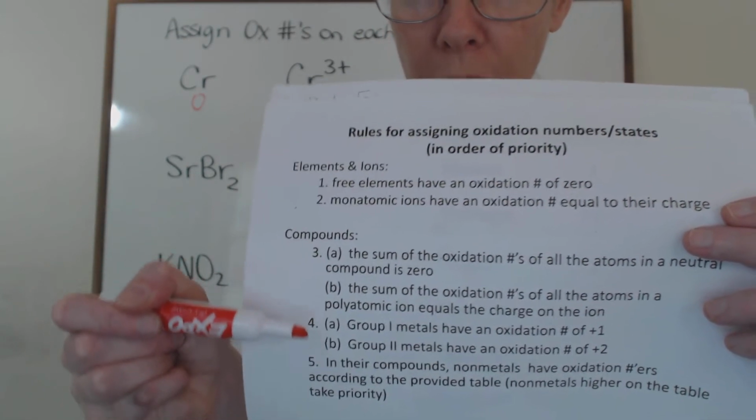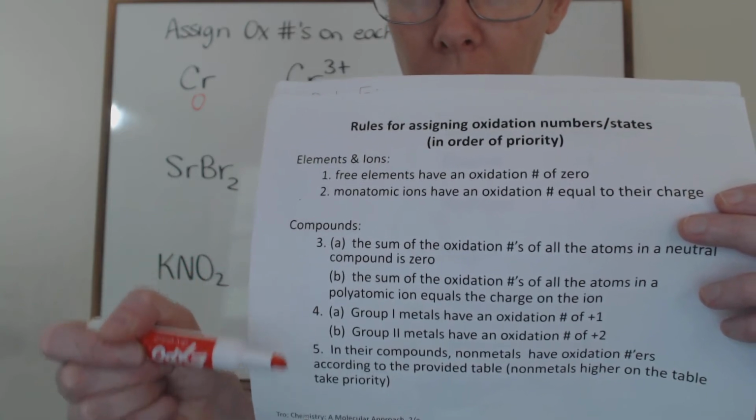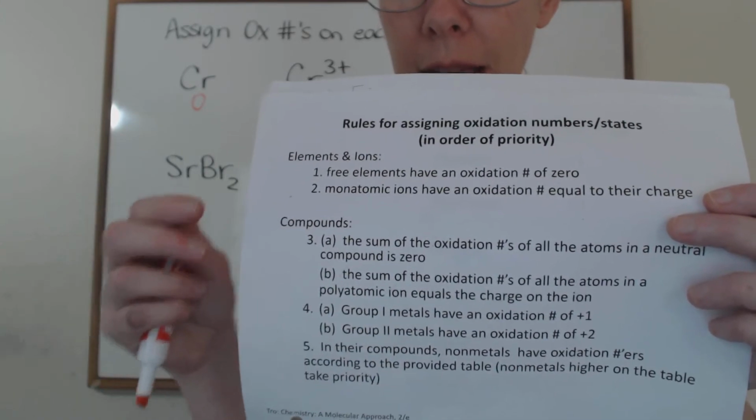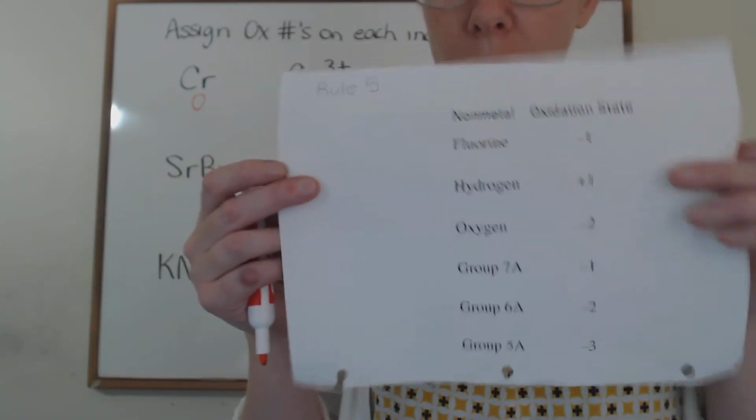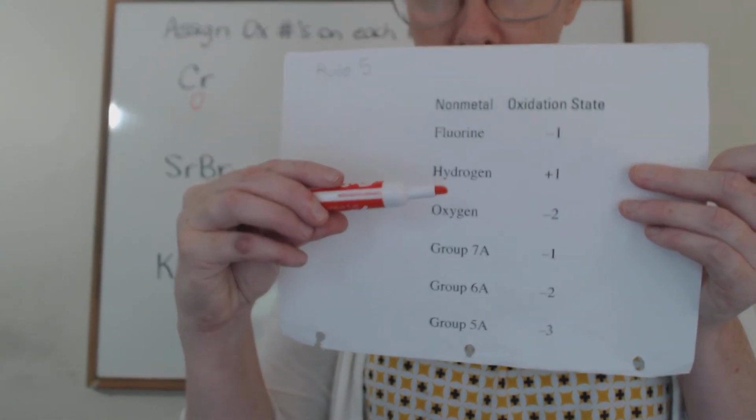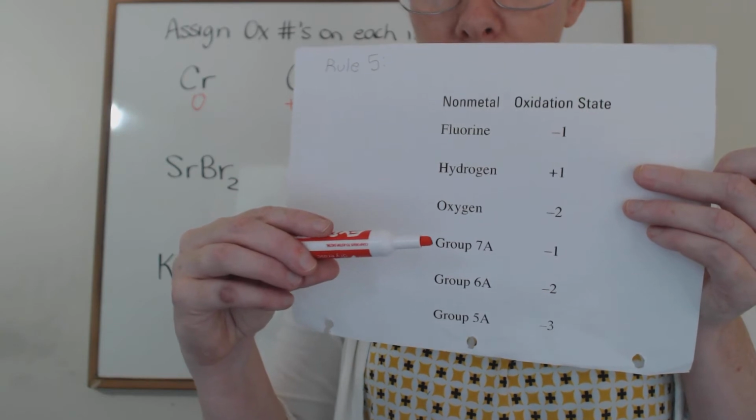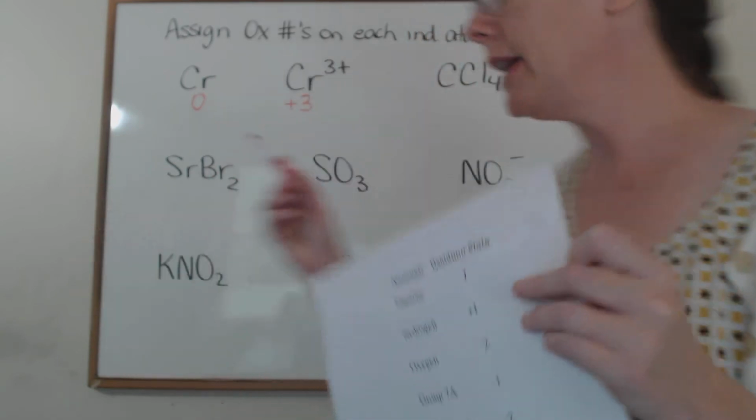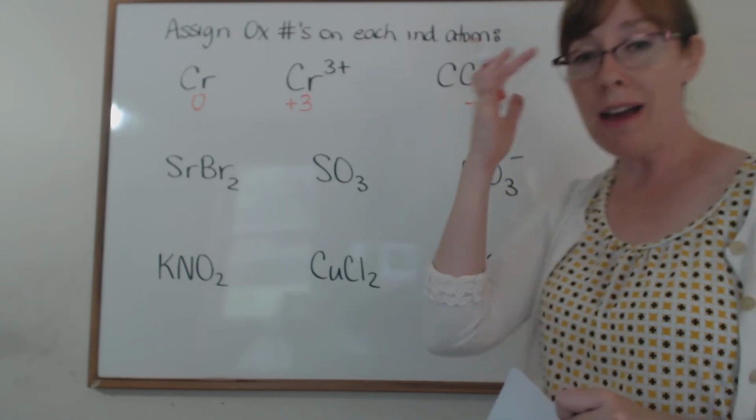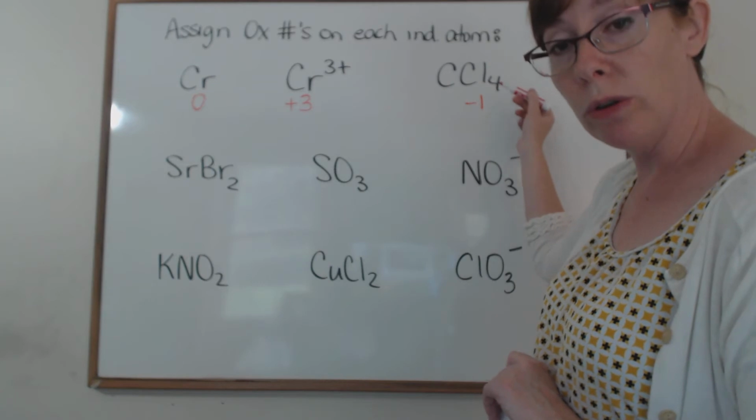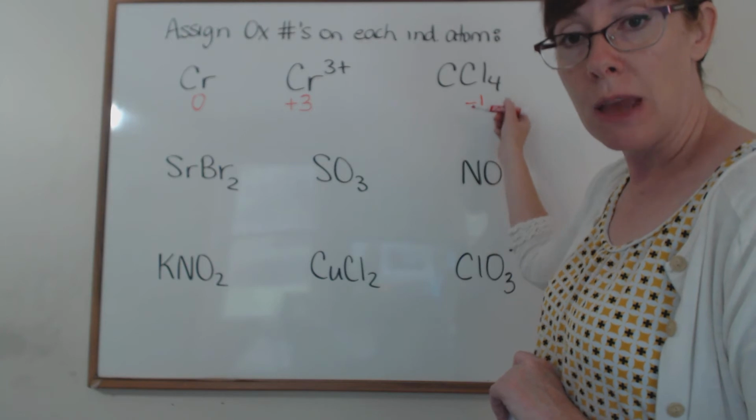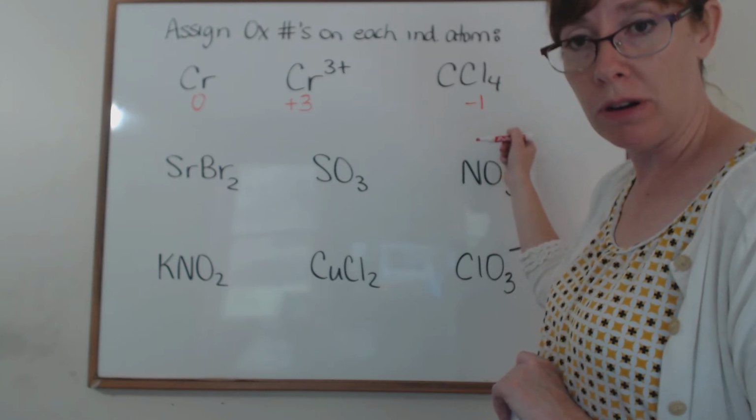Find out if you have any group 1 or group 2 metals, and you don't. So in their compounds, nonmetals, which both carbon and chlorine are, will have oxidation numbers according to the table, and you do this table in order of priority. So you scan down until you find either carbon or chlorine. And chlorine is a group 7A, and it therefore is a -1 oxidation number. That's the number you write down. Now in your mind, you recognize there are 4 chlorines. Every atom gets an oxidation number, every atom. They will all come in with a -1 oxidation number.